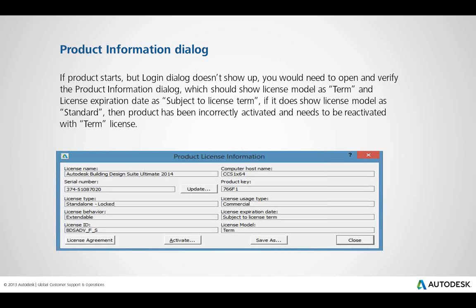If it doesn't show the license model as term, then the product has been incorrectly activated and needs to be reactivated with a term license. And this goes back to scalability. You may have different license types and different serial numbers. Some are perpetual licenses and some are term licenses, and inadvertently you mix up the serial numbers. So you wanted this computer to have a term license, but we used the incorrect serial number in this case, and therefore we're using a perpetual license. If you need to change that, you will need to hit the update button here, enter the correct term license, and then hit activate.